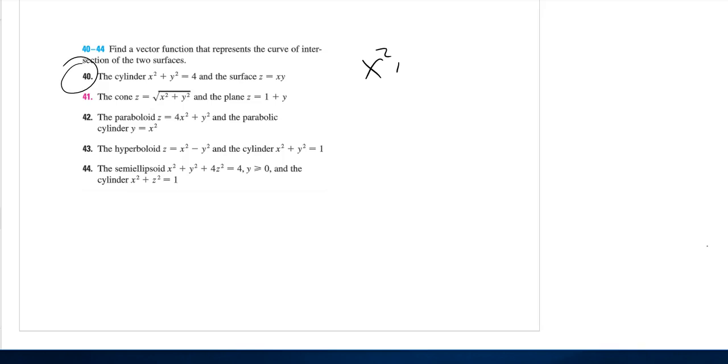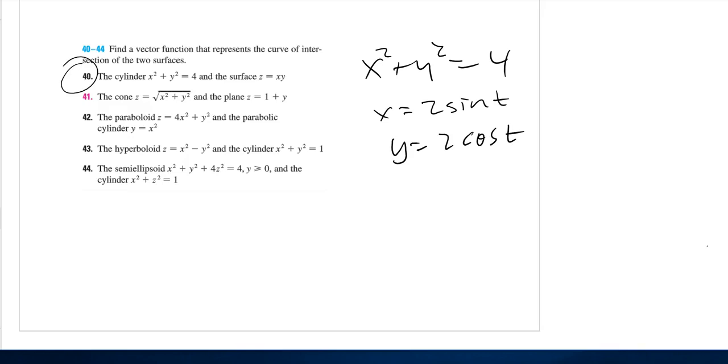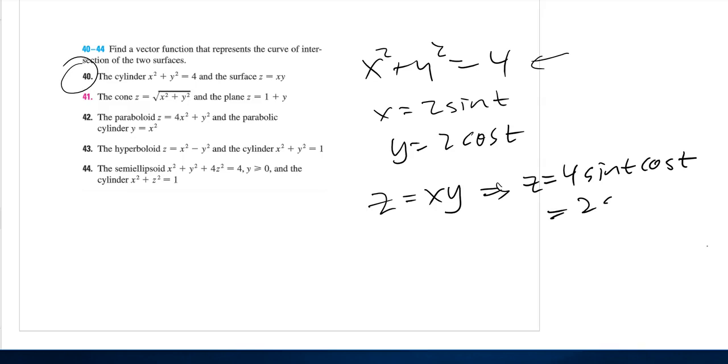So when you have x squared plus y squared equals 4, you can let x equal 2 sine t, y equals 2 cosine t. When you square these, you get 4. So far you have x and y. And if z is xy, that means then that z is 4 sine t cosine t, which is just 2 sine 2t. This is because let's break this down a bit.